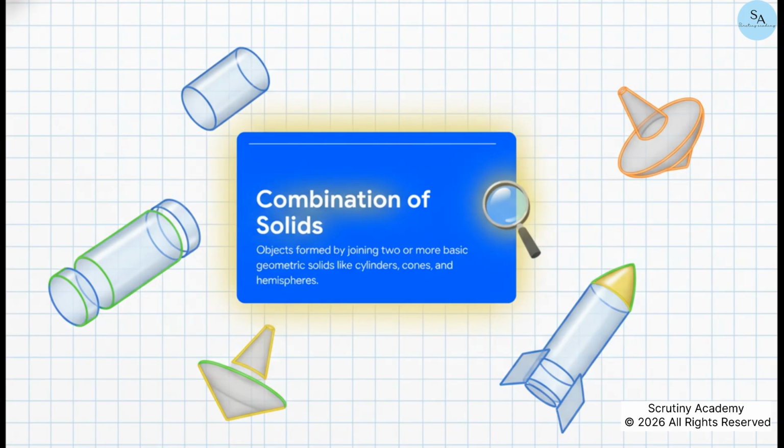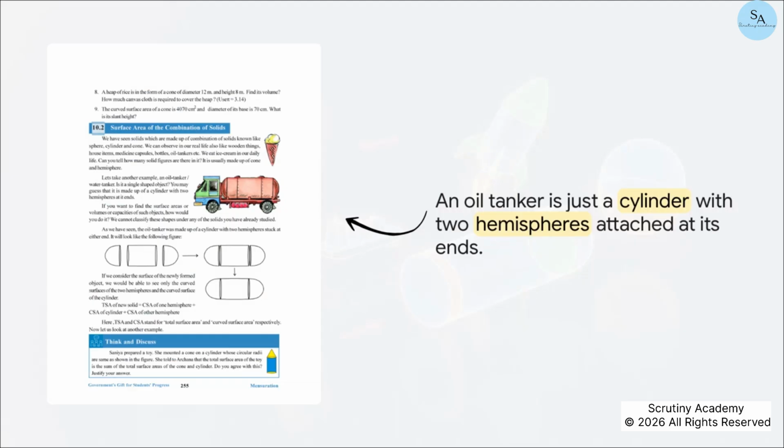So what's the official term for this? Well, in geometry, we call them combinations of solids. It's really any object you can make by joining two or more basic shapes that you already know, like cylinders, cones, and hemispheres. Let's break down that oil tanker. It might look like one big, unique shape, but it's really three simple parts. You've got a hemisphere, a cylinder in the middle, and another hemisphere on the other end. Seeing the simple shapes inside the complex one is really the first big step to mastering these kinds of problems.